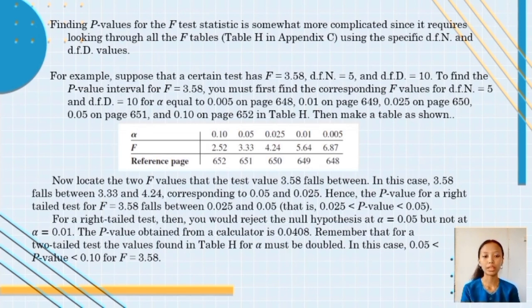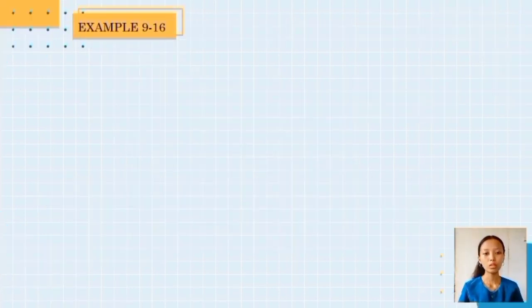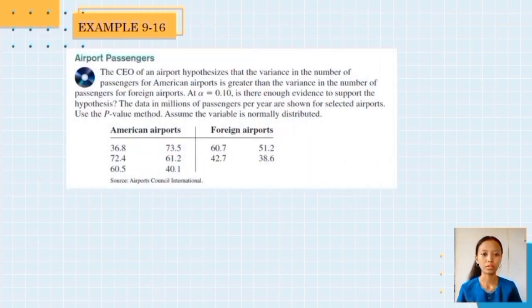The p-value obtained from a calculator is 0.0408. Remember that for a two-tailed test, the values found in table H for significance level must be doubled. In this case, our p-value is greater than 0.05 but less than 0.10, for F equals 3.58.